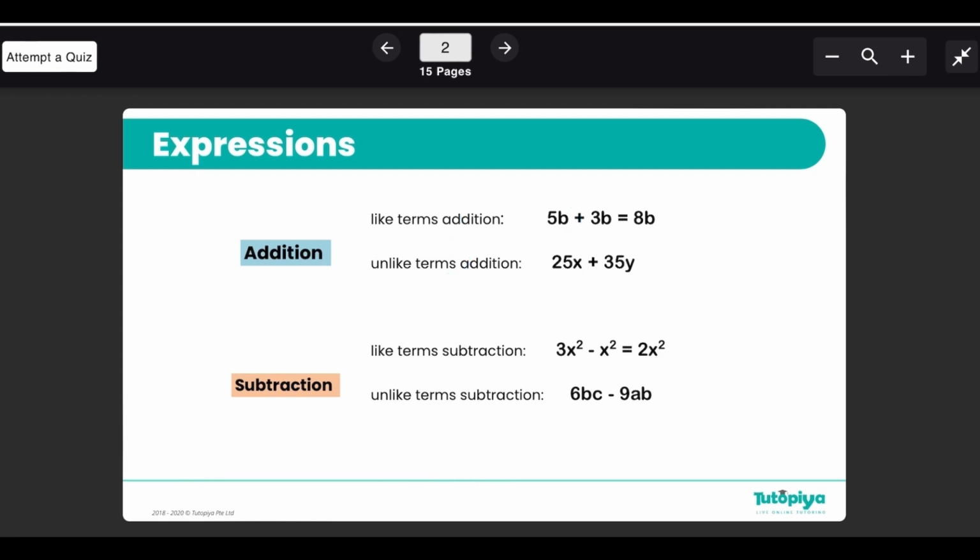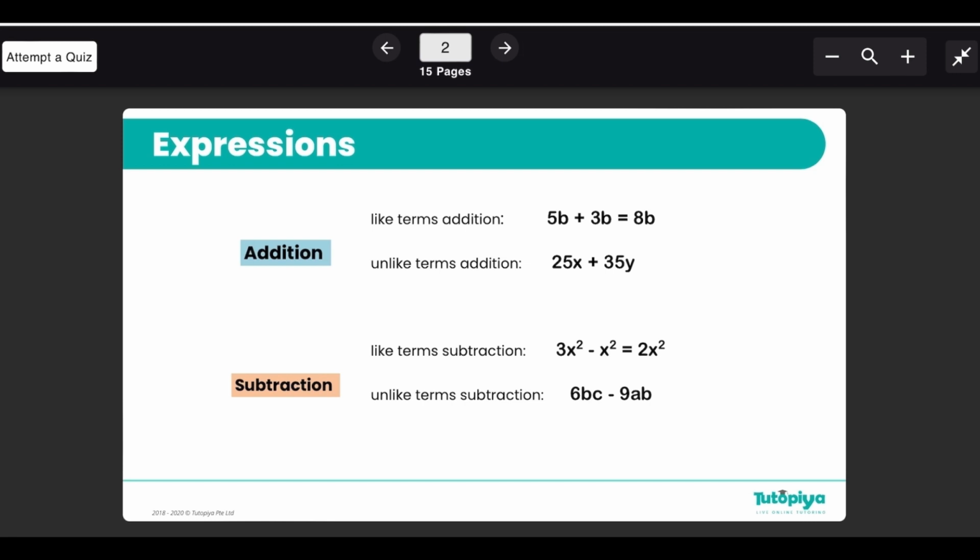Now, if you look at subtraction, if the powers of x squared are also the same, then we also call them like terms, and you can carry out the normal subtraction, that is 3 minus an imaginary 1 here. So basically this is 2x squared. But if you have, for example, 2x cubed take away 3x squared, then you cannot subtract it, because again we have the situation of unlike terms. So always remember, in order to simplify, you need to have like terms only.